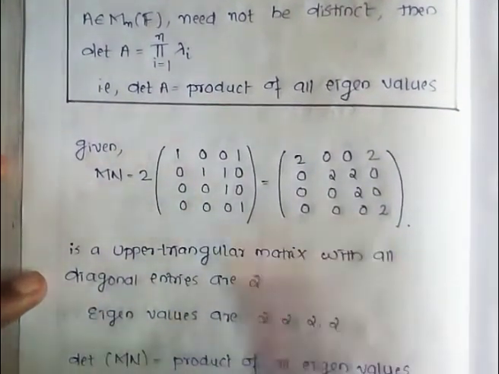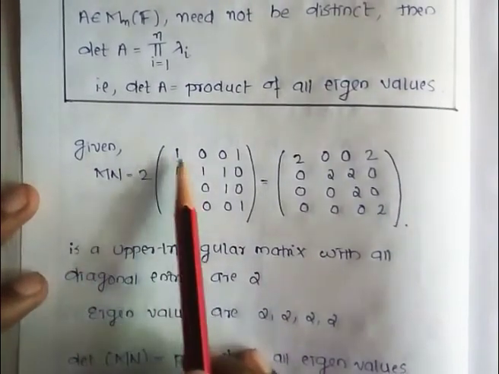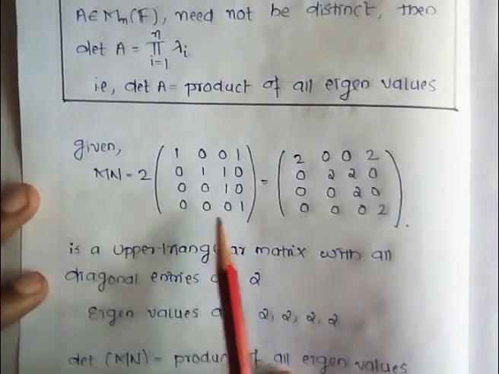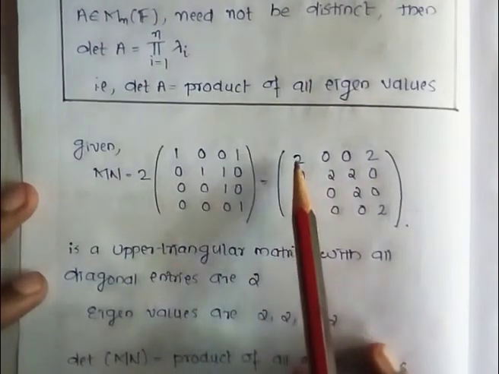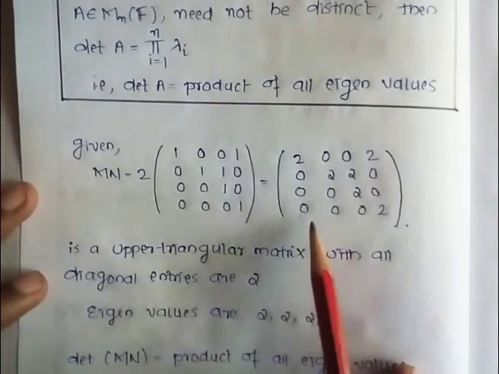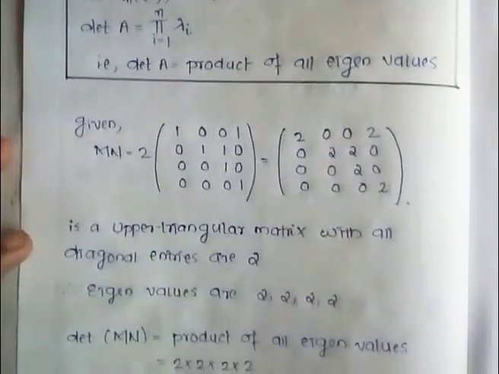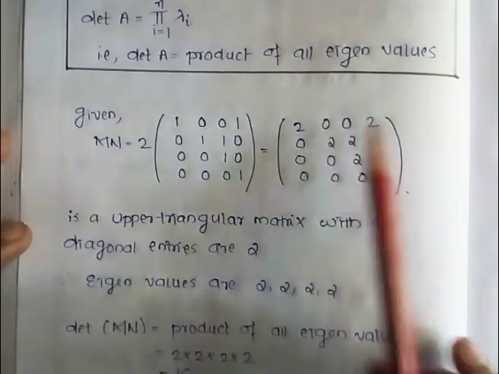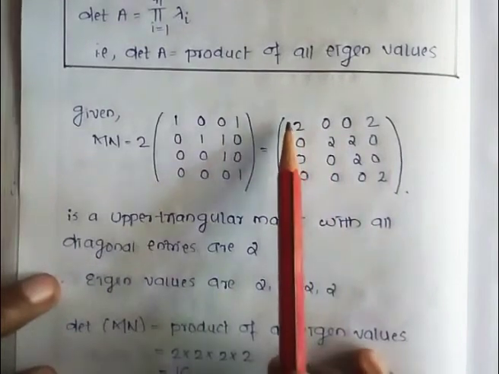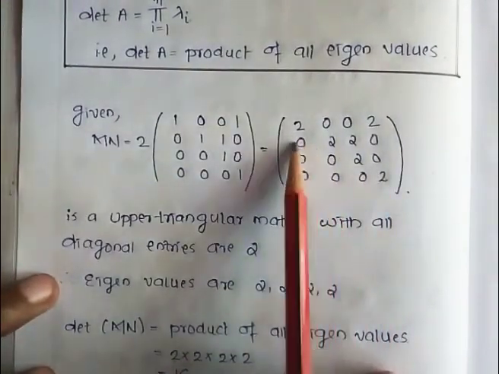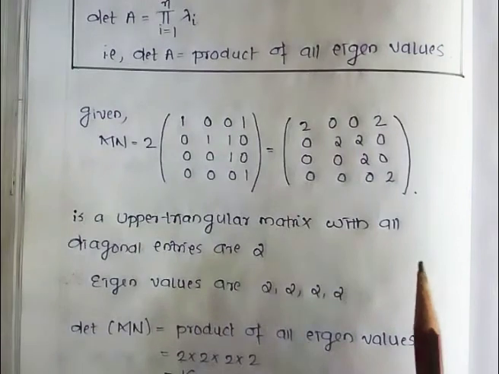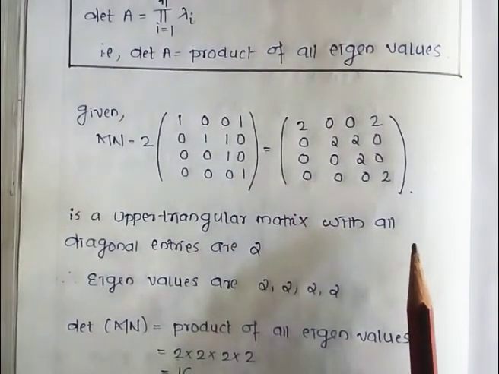In our question we are given that MN is equal to 2 into this matrix 1 0 0 1, 0 1 1 0, 0 0 1 0, 0 0 0 1. We multiply 2 with this and get the matrix 2 0 0 2, 0 2 2 0, 0 0 2 0, 0 0 0 2. This matrix MN is an upper triangular matrix with all the diagonal entries equal to 2, and we have a result for triangular matrices: the eigenvalues are the diagonal elements.